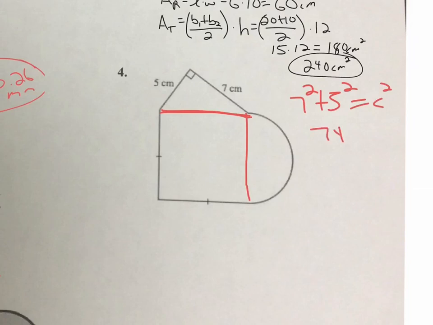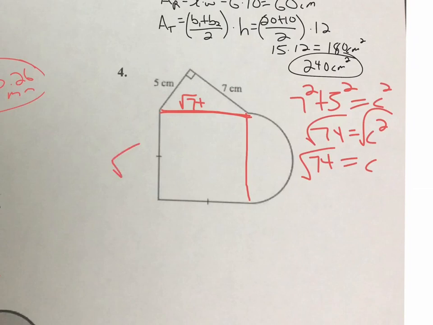So 74 equals c squared. Square root both sides. We get square root of 74 as c. So if I write square root of 74 here, this is square root of 74. This would be square root of 74 because this is a square. And this would be square root of 74. Let's go ahead and round it to the tenths rather than putting square root of 74. Let's change that to 8.6. 8.6, 8.6.